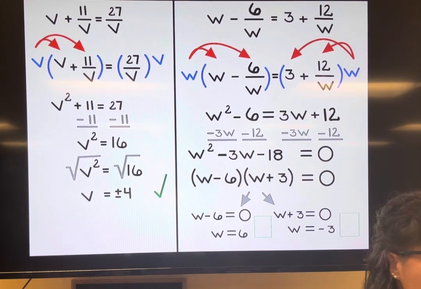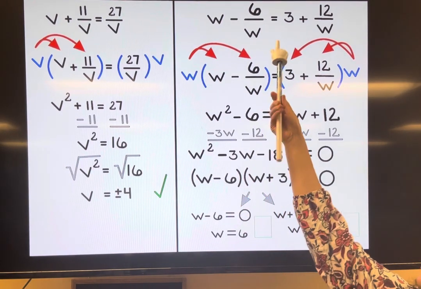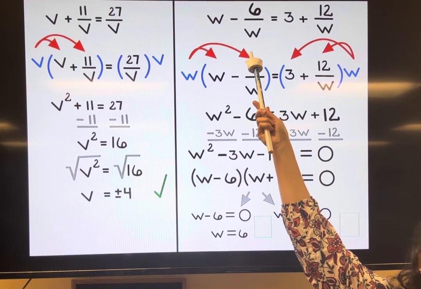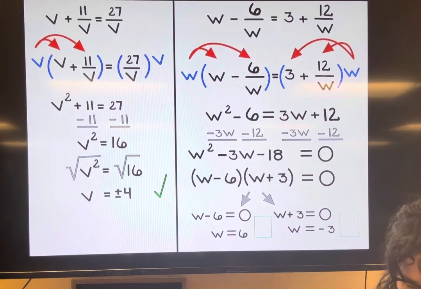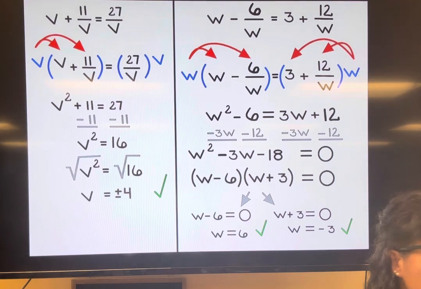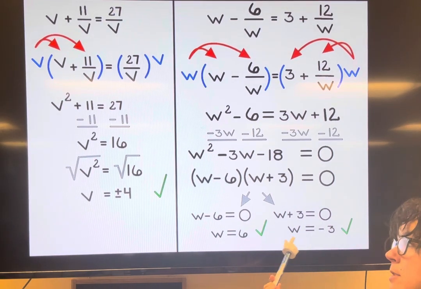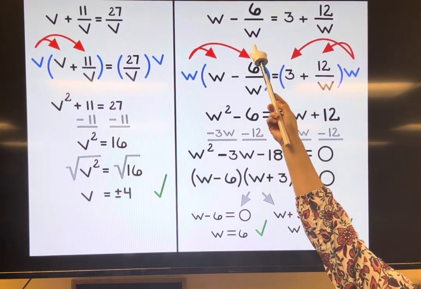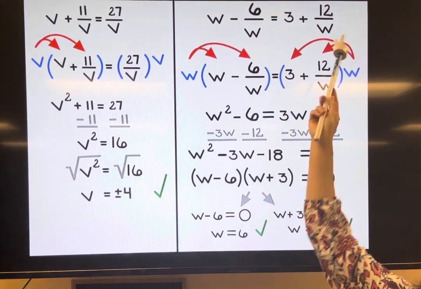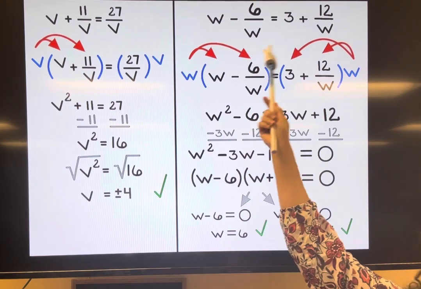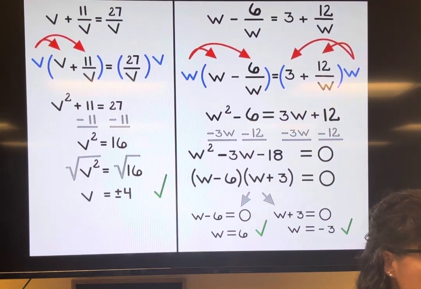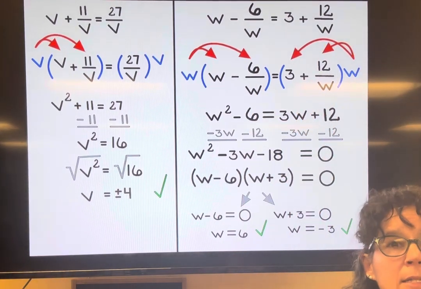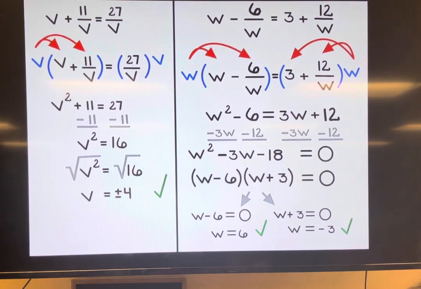And just a quick reminder, anytime your original equation has a variable in the denominator, checking your answers is not optional. And what we're worried about is these numbers leading to dividing by 0. But if I put 6 up here, my denominators are 6. If I put negative 3, my denominators are negative 3. So I would not be dividing by 0, so I get to keep both of those answers.